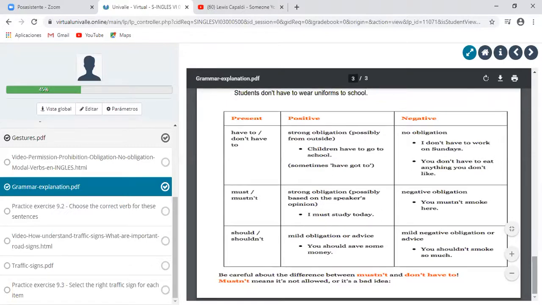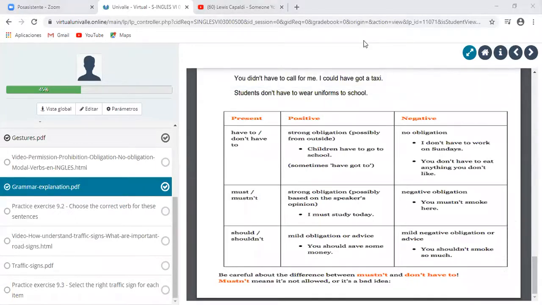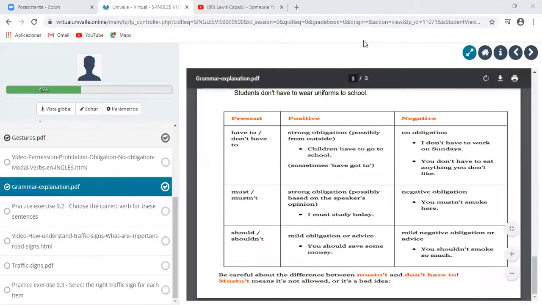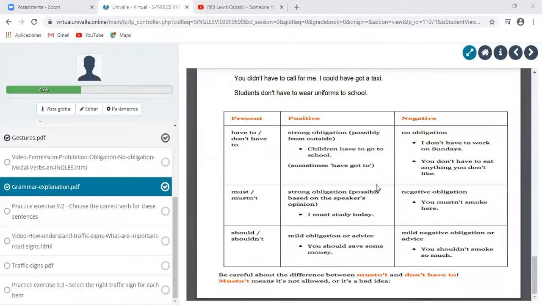Do we have a question, guys, so far? Is everything clear so far, according to modal verbs? Is it clear? Everything? Is everything clear so far, guys? Yes, teacher, it's clear.